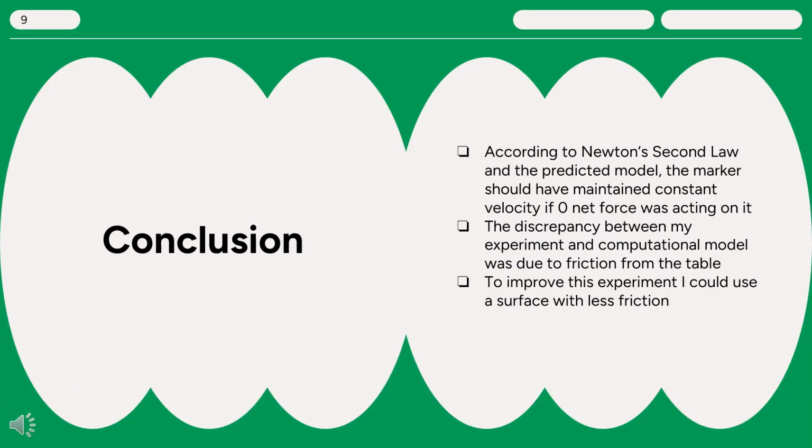Conclusion. According to Newton's second law and the predicted model, the marker should have maintained constant velocity if 0 net force was acting. The discrepancy between my experiment and the computational model was due to the friction from the table. To improve this experiment, I would definitely use a surface with less friction in the future.